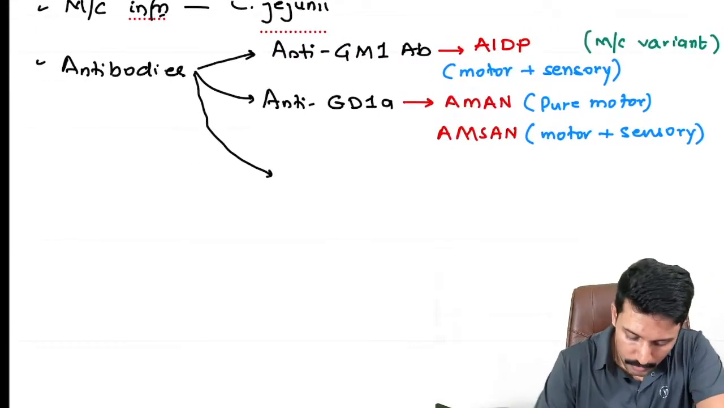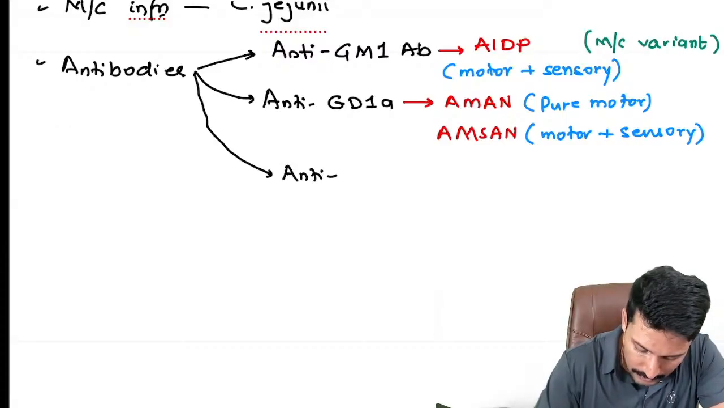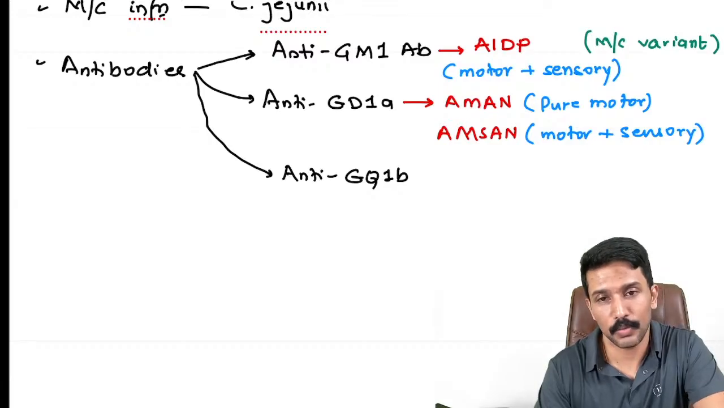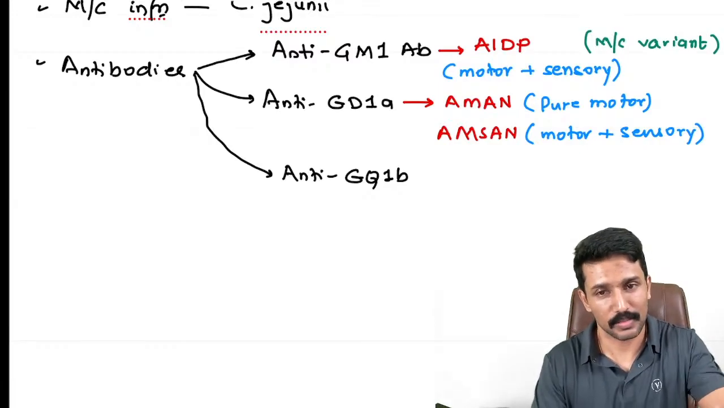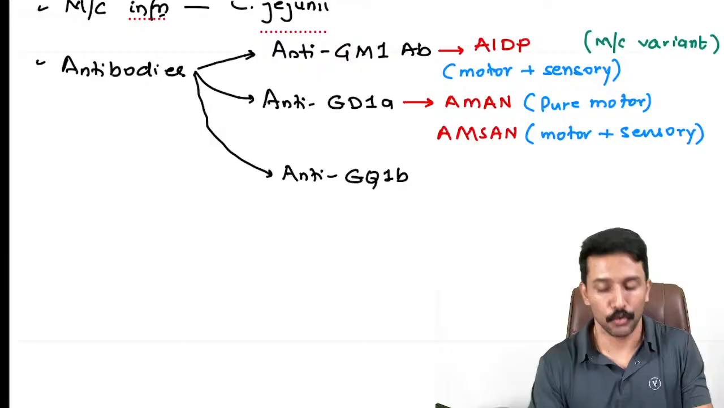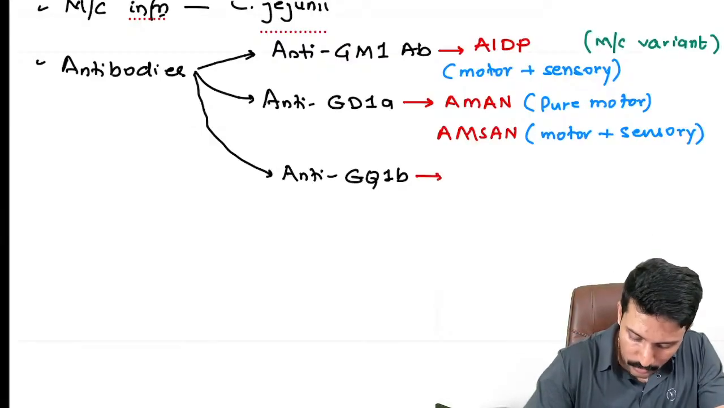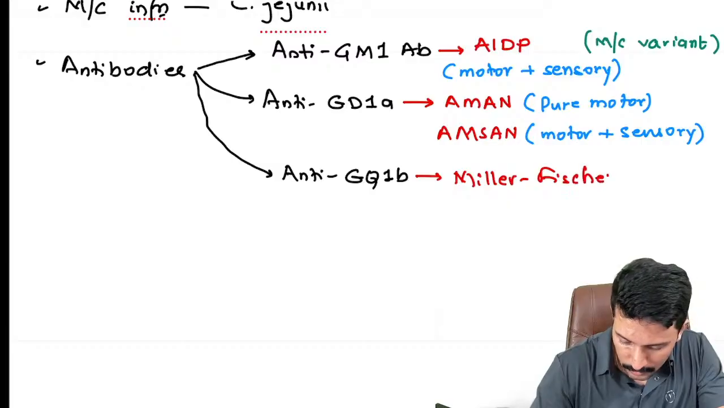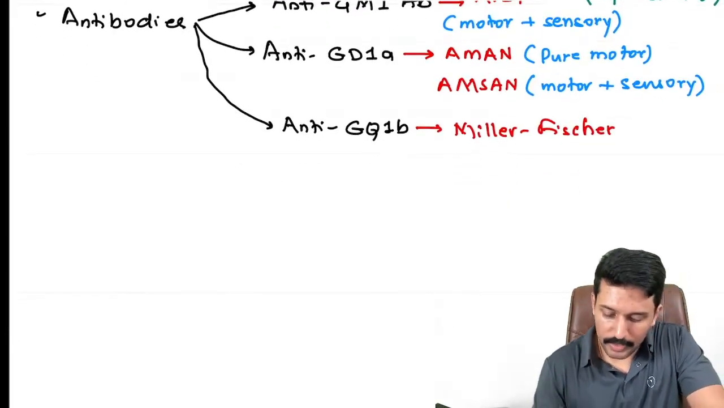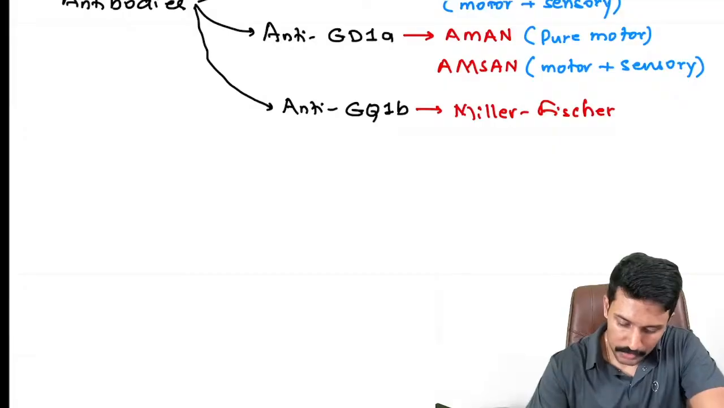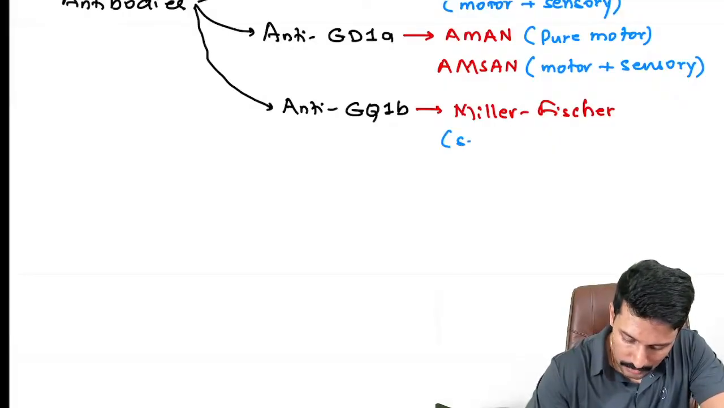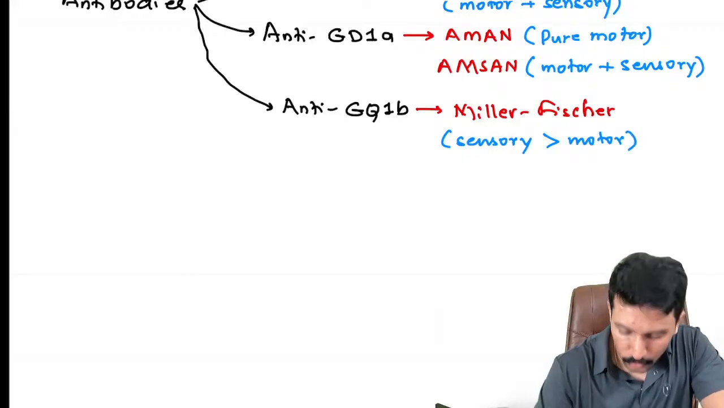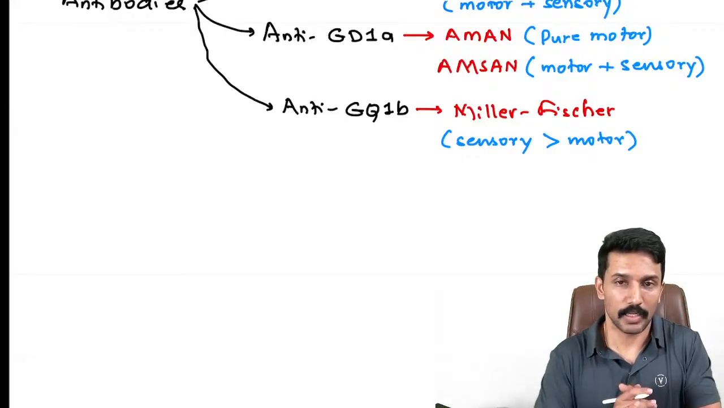Then we have one more, relatively less common, where we have anti-GQ1B antibodies. Remember the logic I had given you. In India, Q is rarely followed. So this is a rare variant where you have Q1B antibodies. And that disorder is called Miller-Fisher syndrome, right? There are some peculiarities about Miller-Fisher syndrome. It predominantly affects sensory more than motor. So motor neuron involvement is rare in Miller-Fisher.